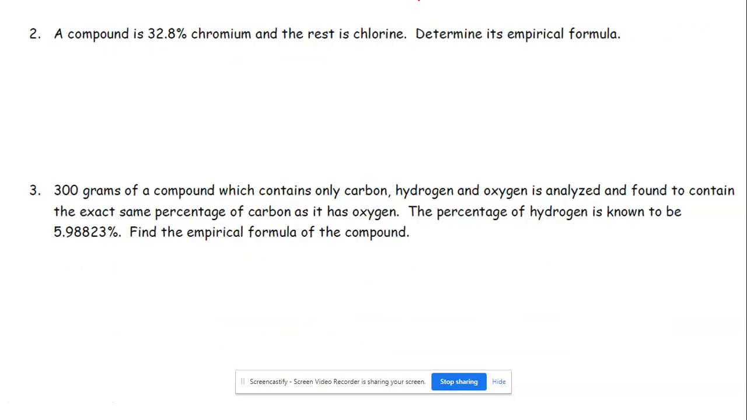So we have a compound that is 32.8% chromium and the rest is chlorine. The rest is chlorine. I don't have a number. How do I figure out the rest? Well, remember that percent is always out of 100. So the rest being chlorine is going to be 100 minus the 32.8% that is chromium, which is going to give us 67.2% chlorine. We're going to choose to have 100 grams. So 32.8% of 100 grams is 32.8 grams of chromium.